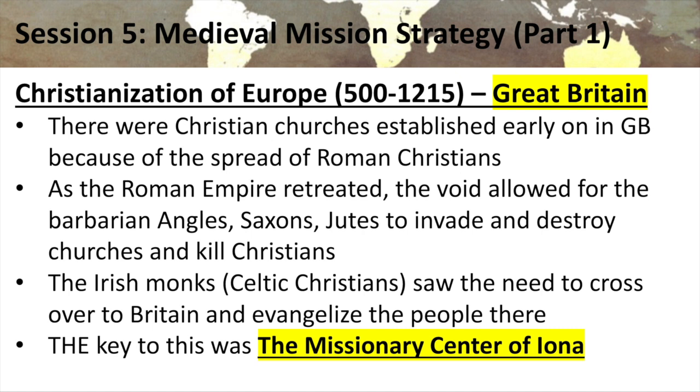There were Christian churches established early on in Great Britain because of the spread of Roman Christians. Remember what I said about the Roman roads went all the way up into Britain, and you saw that map in the previous lecture. Well, there was Christianity in Britain. And then as the Roman Empire retreated, the void allowed for the barbarians called the Angles, the Saxons, the Jutes to invade the island of Britain and destroy churches and kill Christians there.